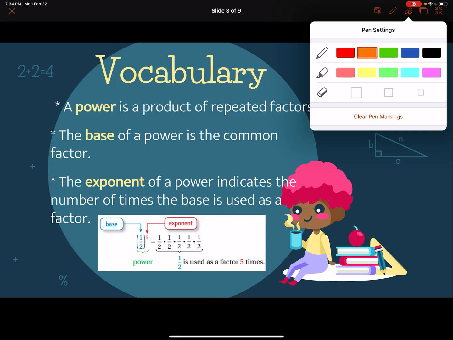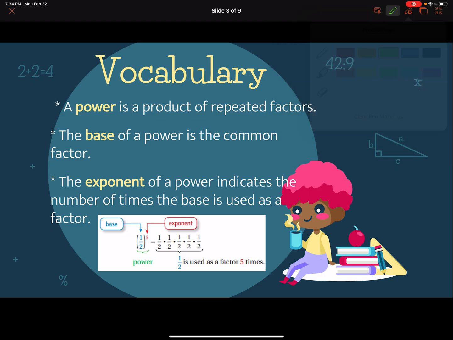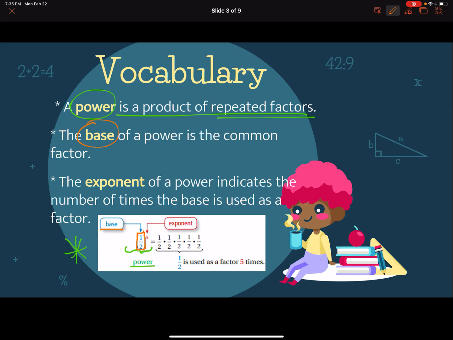Okay, we've got some vocabulary now here. Let's talk about the parts. So if you'll look down at the bottom at the diagram here, when we say power, we're talking about the entire problem that we're referring to. So a power is a product of repeated factors. Now, when I refer to a base, I'm talking about the larger part of the power. So the base of a power is the common factor.